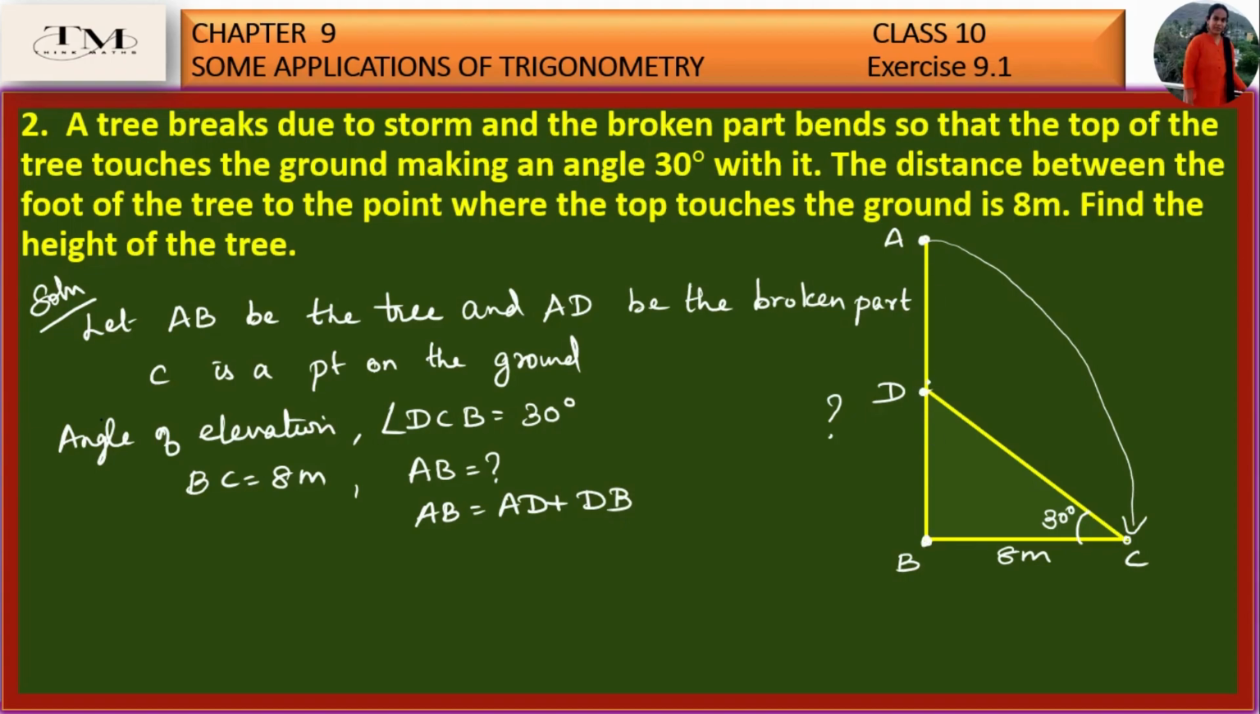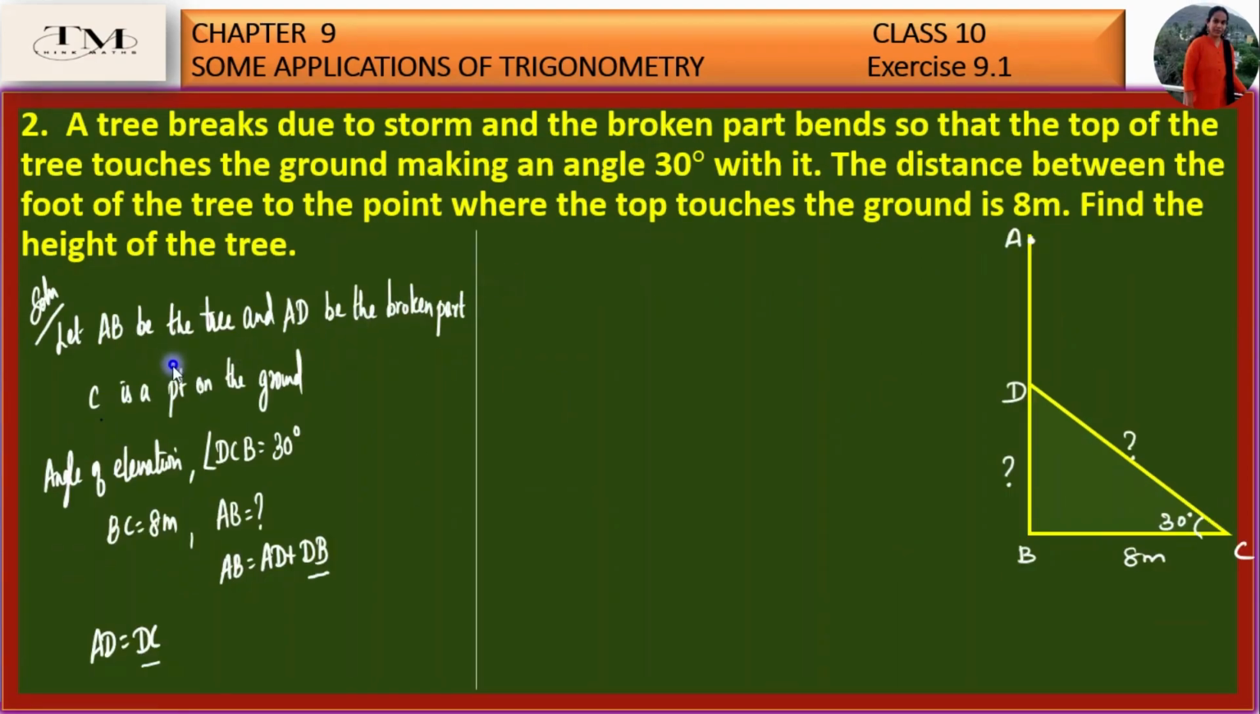How to find AD? AD is nothing but the broken part which fell down at C. So AD and DC will be equal. So we have AD equal to DC. So we have to find out DC. From this right angle triangle, we have to find out DB and DC. If we find out DC, it is equal to AD. Then we can find out AB. Okay, children, let us do that in the next page.